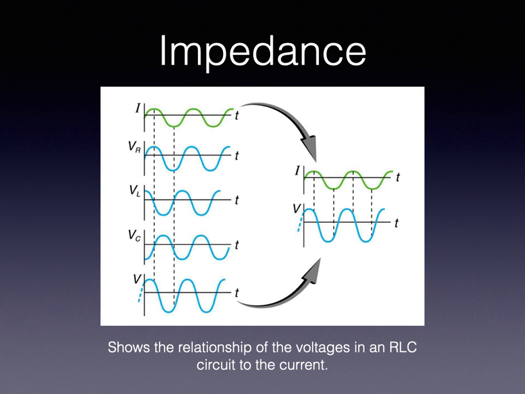We know that the voltage across the inductor, VL, leads the current by 1/4 of a cycle. The voltage across the capacitor, which is VC, follows the current by 1/4 of a cycle, and the voltage across the resistor, which is VR, is exactly in phase with the current. And V is the total voltage around the circuit. According to Kirchhoff's loop rule, the total voltage around the circuit, which is V, is also the voltage source.